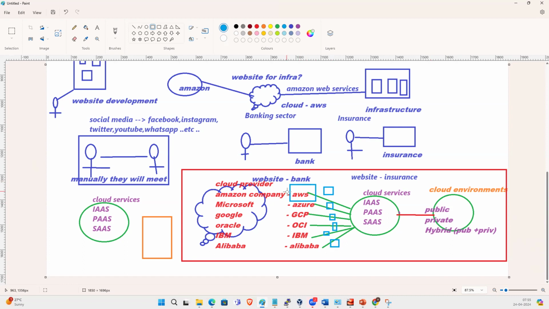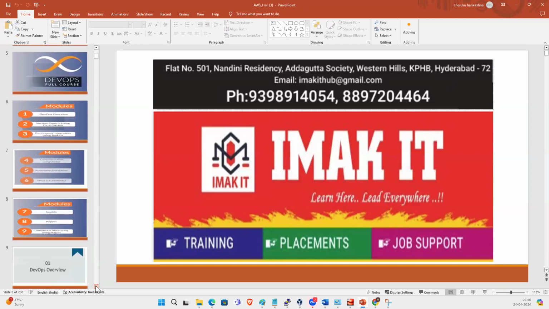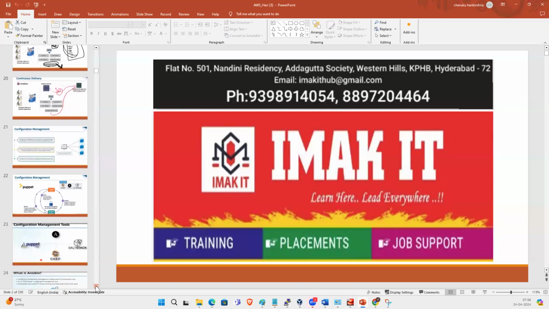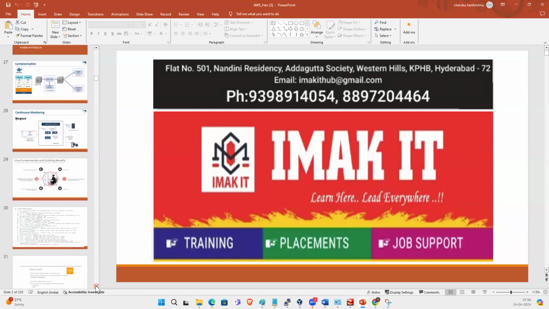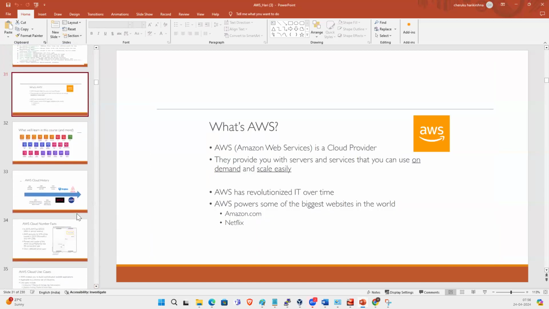So what are the AWS services? AWS provides a number of services. We'll show you tomorrow. We'll start AWS from tomorrow onwards. I will give you a small intro about AWS. Guys, is cloud easy? Yes. If you know the DC, it is easy to understand the cloud, guys.